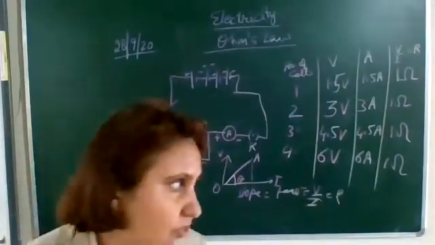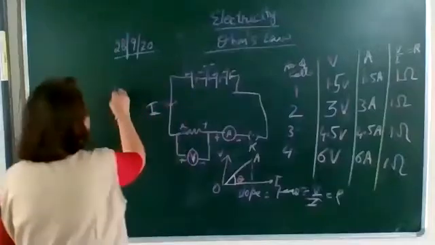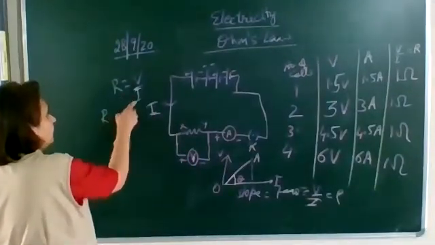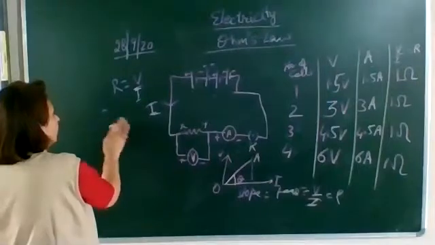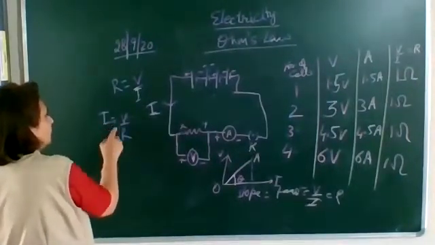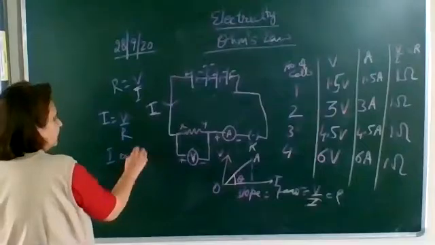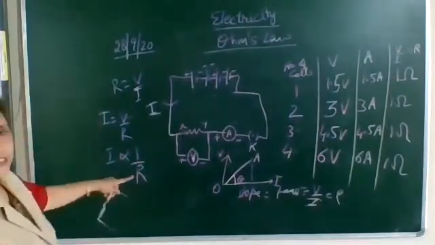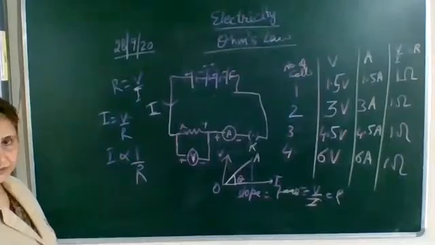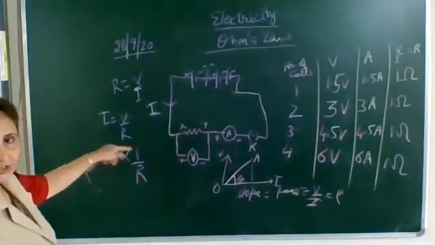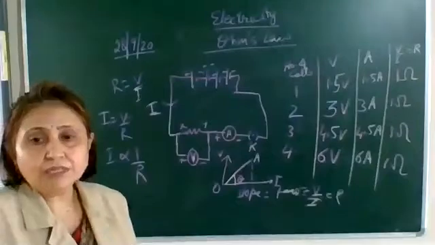Yes, if V is constant, we know that R is equal to V upon I. If V is constant, how is R dependent upon current? You can write down I is equal to V upon R. V is constant, so I is inversely proportional to the resistance. Current is inversely proportional to the resistance.